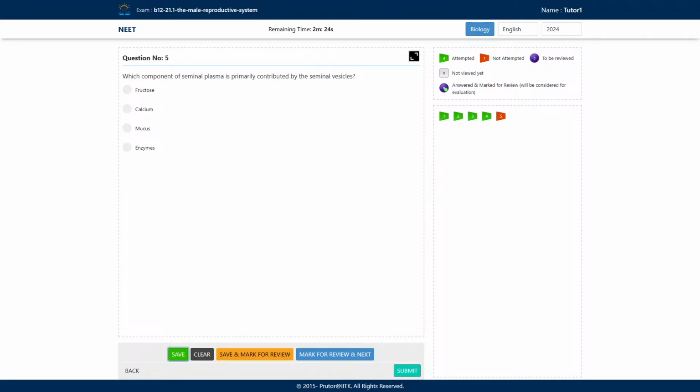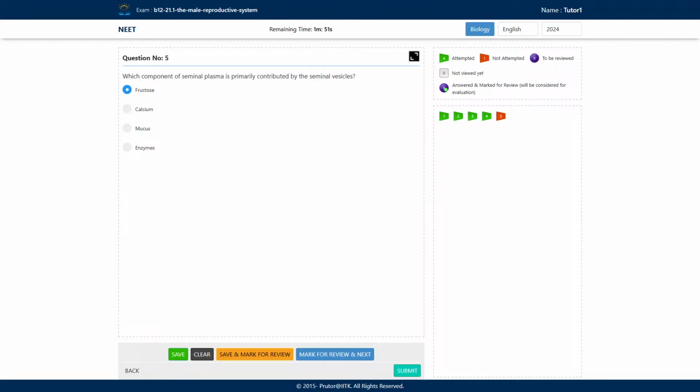Okay, so let's have a look at the answer here. Answer will be fructose. So the secretion of the seminal vesicles contains fructose as well as prostaglandins. This fructose provides nourishment to the sperms. And this seminal plasma is the major constituent of the semen. The secretions of the accessory glands are known as the seminal plasma.